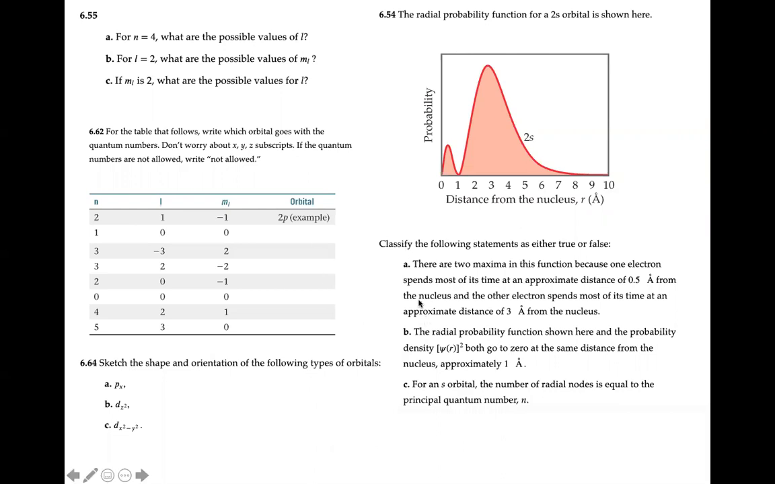And then this last one here, 6.54, is one where it's once again bringing back the idea of a radial probability function. It's asking, how do we interpret it? What are the different regions telling us? Stuff like that. I know that within the practice test, you're going to find questions on all of these topics. You're going to find questions about radial probability distribution functions, atomic orbitals, and quantum numbers.